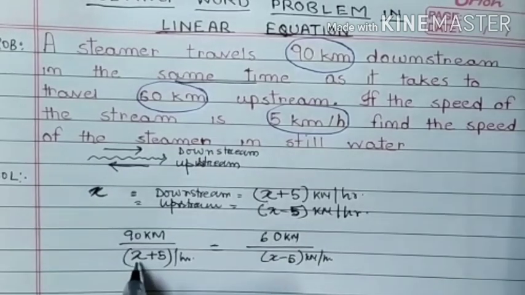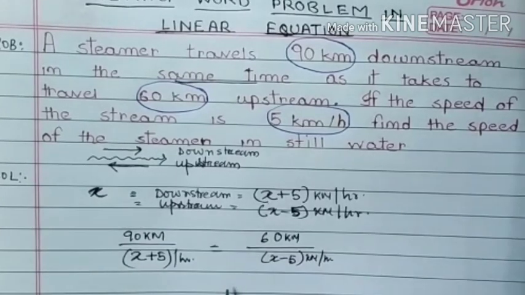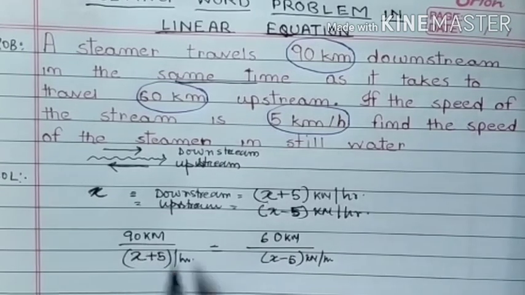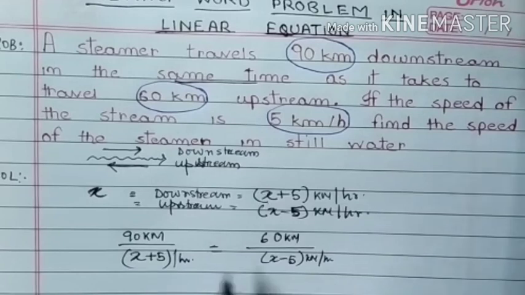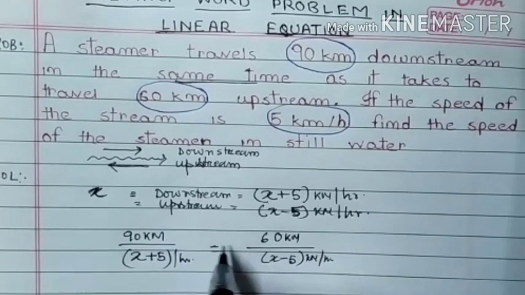In 1 hour we travel x plus 5 km, so to travel 90 km the time will come out as distance divided by speed per hour. So this is the equation.